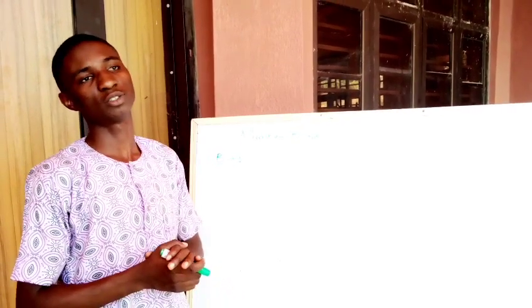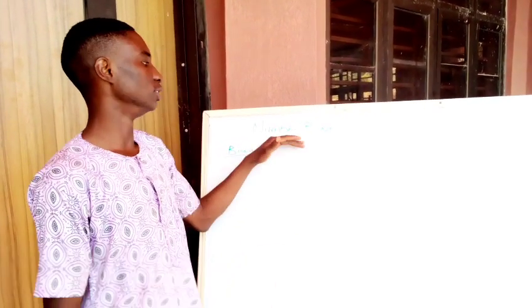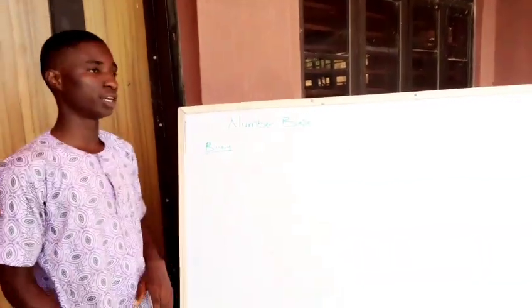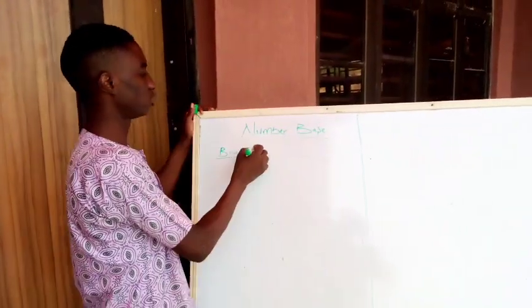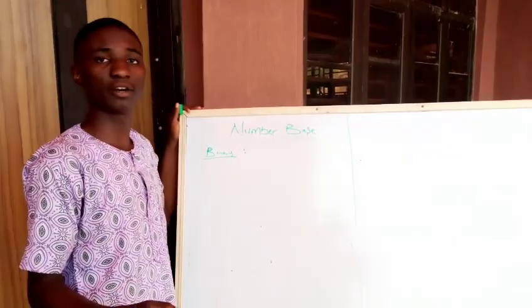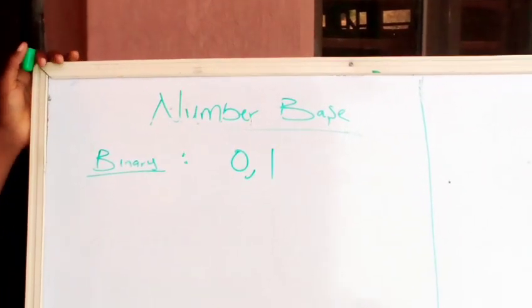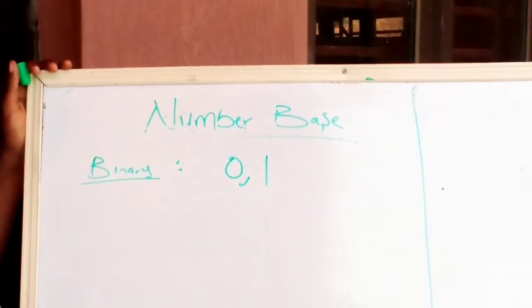Welcome to the first session of our tutorial, and we'll be starting with number bases. The number bases will start with binary. When we talk about binary, we are talking of just base 2 numbers, and a binary number has just 2 digits, which are 0 and 1. So let's start with addition of binary numbers.